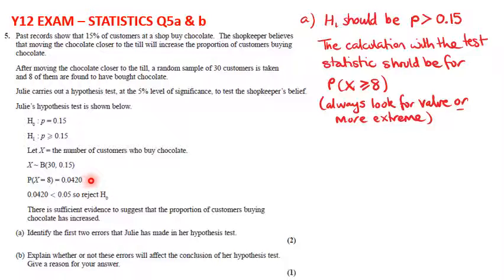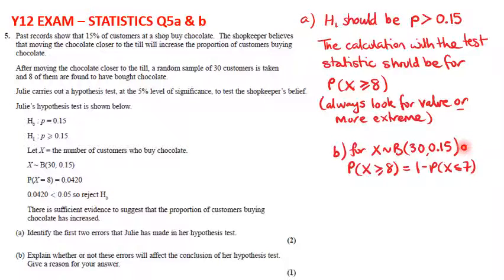But here, just because that probability is equal to 4%, it's less than 5%, doesn't mean that when I look at x being greater than or equal to 8, that would still be the case. I don't know, so we're going to have to work it out. I'm going to have to look at, for this distribution, x belongs to binomial 30, 0.15. What is the probability that x is greater than or equal to 8?